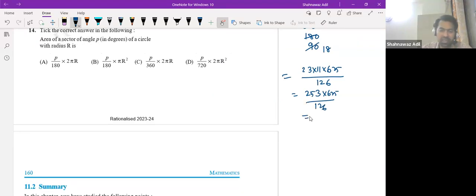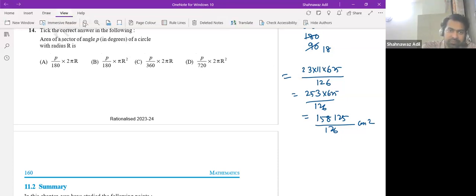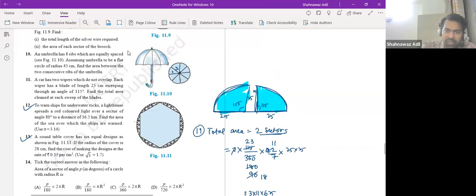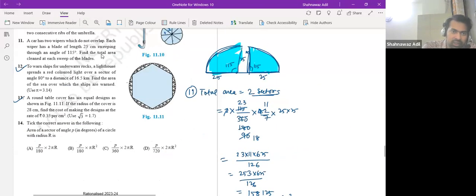So in the exam, you guys will have to calculate on your own, right? But here we can calculate. So 158,125 divided by 126 centimeters square. So this would be the area. Okay, you guys, please note it down. Right, so please note it down, guys. And if you have any doubt, please ask.